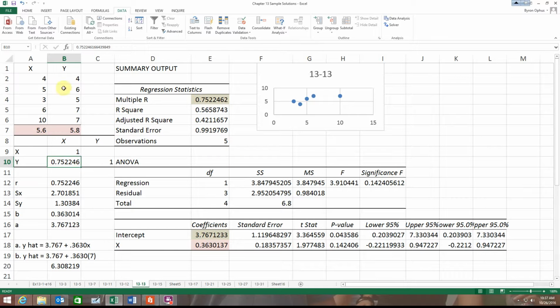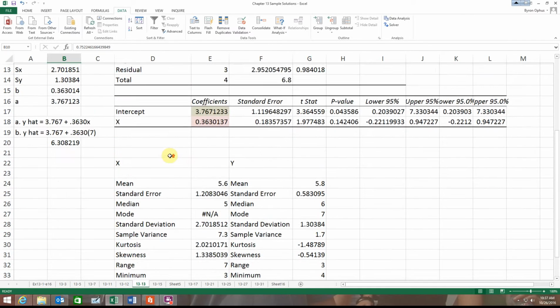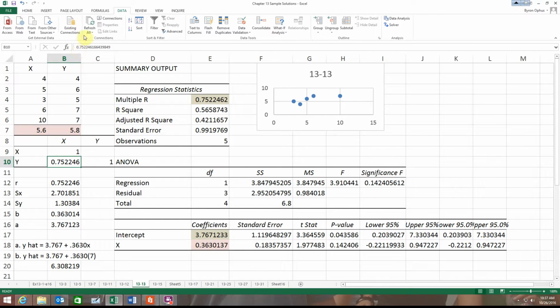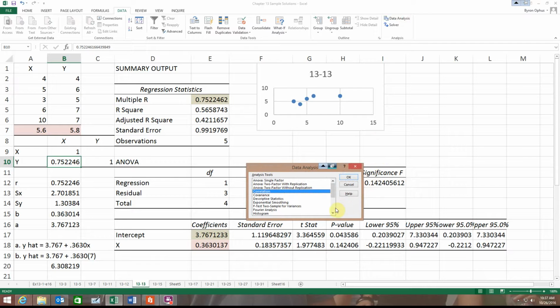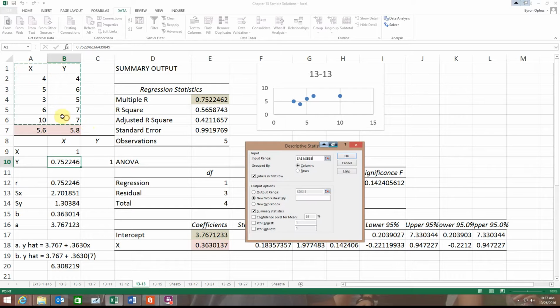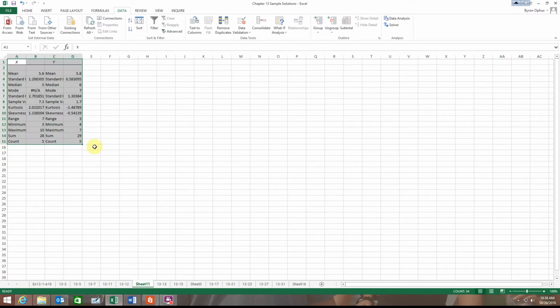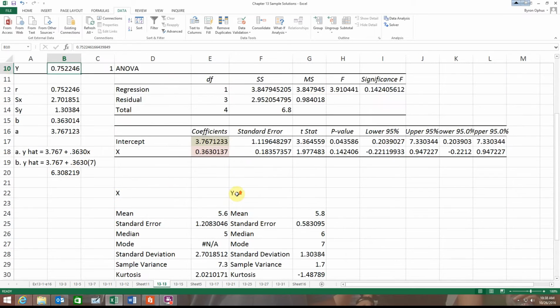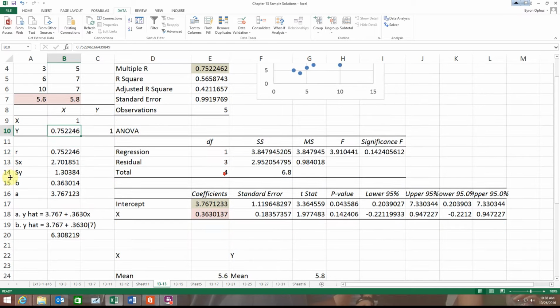Well, I can if I figure out my standard deviation for each of these, which, remember, we did with the descriptive statistics. So again, real quick, we'll go through that. Data analysis and descriptive statistics. Here's my range. It is in columns. I do want labels because I've got my X and my Y up there. I'm going to put this in a new worksheet, and then I can delete that easily. Make sure we click on summary statistics. Click OK, and I get that. That's going to be the same as I have down here.